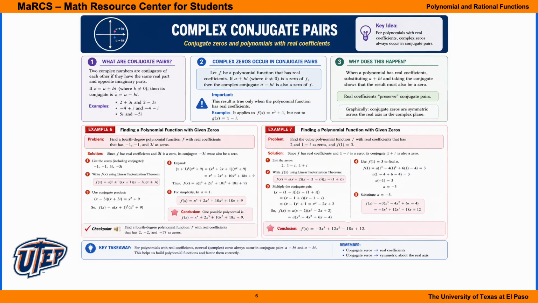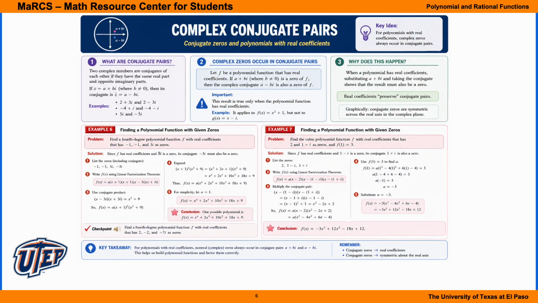So it's important to note that this result is true only when the polynomial function has real coefficients. So for example, it will apply to f of x is equal to x squared plus 1, but not to g of x is equal to x minus i. So why does this happen? When a polynomial has real coefficients, substituting a plus bi and taking the conjugate shows that the result must also be 0. So real coefficients preserve conjugate pairs. Graphically, conjugate zeros are symmetric across the real axis in the complex plane.